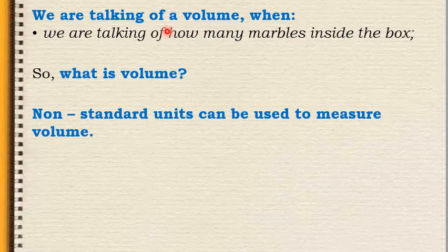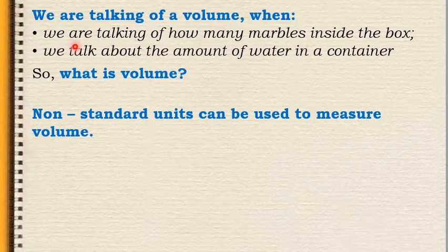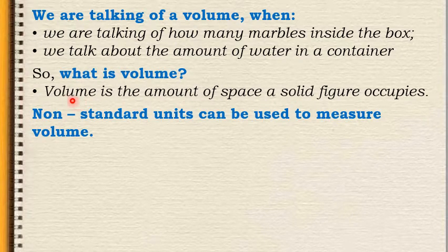And we are talking of volume also when we talk about the amount of water in a container. For example, dun sa iyong baonan ng tubig. Kung gaano karaming tubig ang kumakasya doon, ang tawag natin doon ay volume. Okay? So anything or any material na naiilagay natin sa loob ng isang object, ang tawag natin doon ay volume. So what is volume? Para maintindihan natin, ano nga ba ang ibig sabihin ng volume? So volume is the amount of space a solid figure occupies.